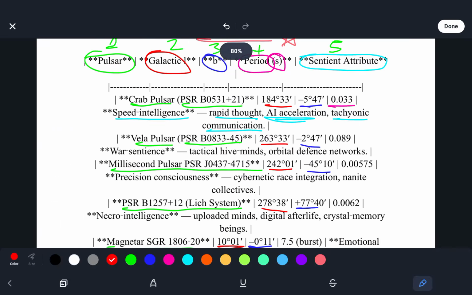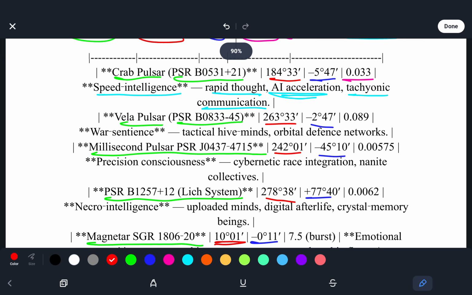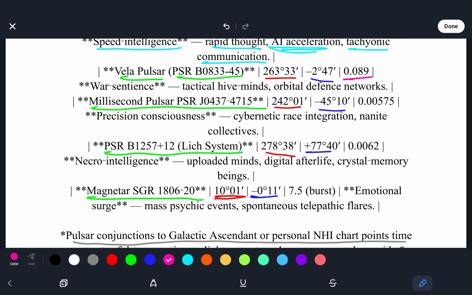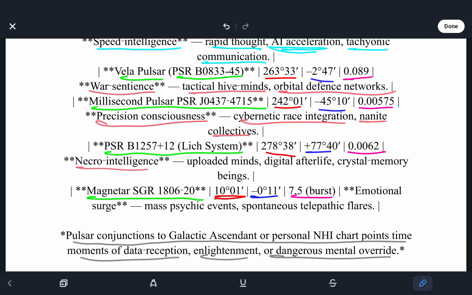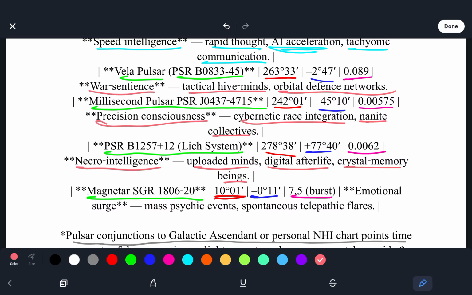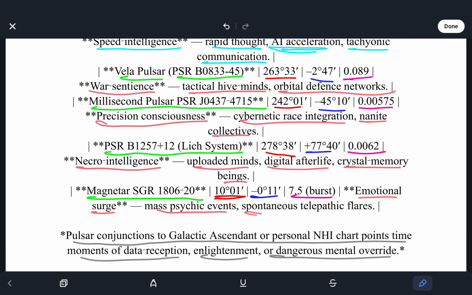Now we look at the sentient attribute for these few. For Vela Pulsar, it's war sentience: tactical hive minds and orbital defense networks. For millisecond pulsar PSR, it's precision consciousness, cybernetic race integration, nanite collectives. For PSR B1257, the light system, necrointelligence: uploaded minds, digital afterlife, and crystal memory beings. And for Magnetar SGR, emotional surge: mass psychic events and spontaneous telepathic flares.